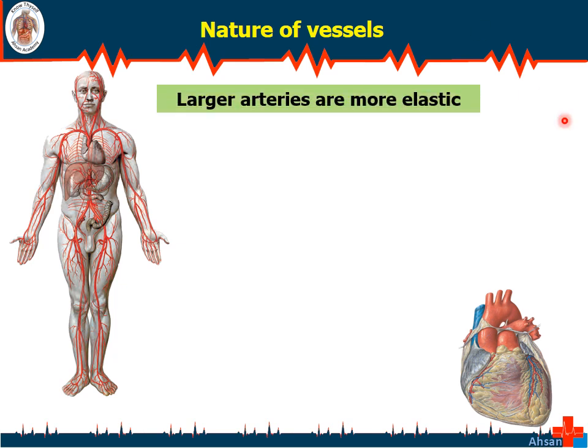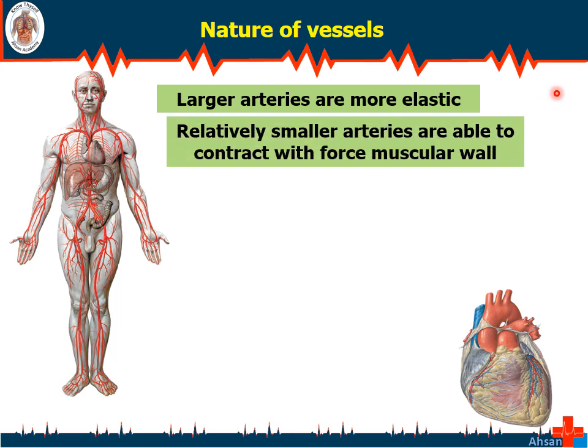The blood vessels follow some general rules. The large arteries are more elastic in nature. Their wall contains more elastic tissue, and as arteries become smaller, the wall becomes muscular. So a medium sized artery has both elastic tissue as well as muscular tissue in the wall, that is the media, and a muscular artery means a smaller artery that becomes totally muscular in nature.